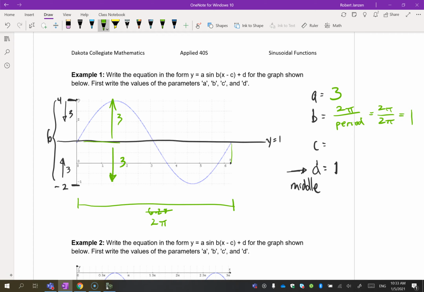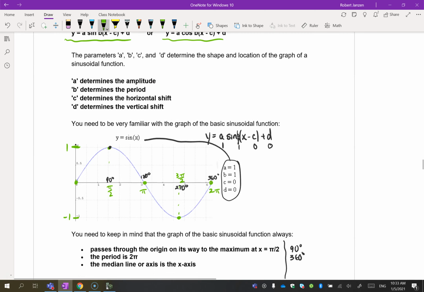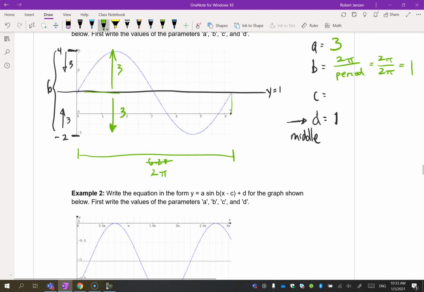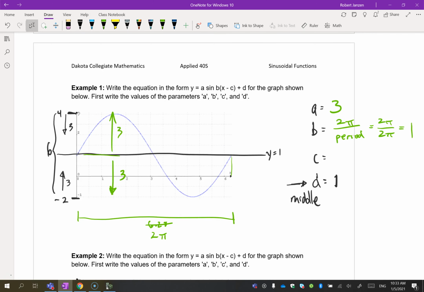Okay, and c is how much it's moved left or right. Now here's why you need to know the basic sine graph. Look where the basic sine graph starts. It starts at 0, 0. And it starts by going up. Okay? This is what we have to look for on this graph. Okay, where is it on the midline going up? Well, you can see this is not moved left or right. This graph is the same place a normal graph would be. C has not gone anywhere.